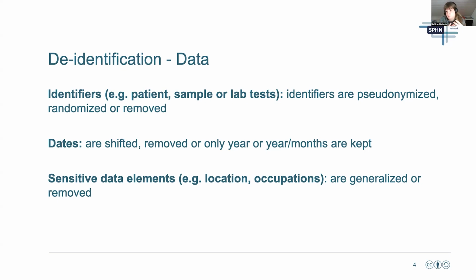So with that, you are also here going to a less precise definition of a certain data element, which gets a lower risk for the re-identification. Exactly the same for the occupations. You can put it into more general categories, or you can remove these data elements completely.